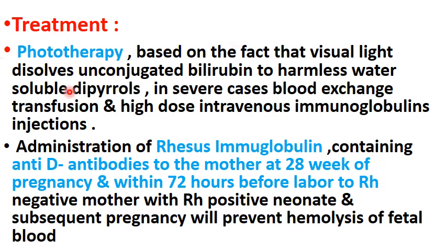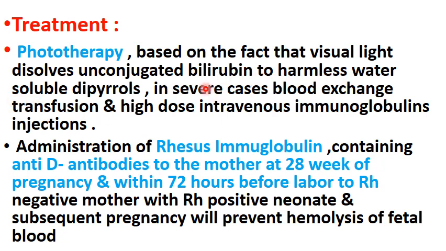So the first line of treatment is phototherapy. They put the baby under a light, not ordinary light but a special light, in order to dissolve the unconjugated bilirubin and convert it to a harmless water soluble form, to reduce the effect of the unconjugated bilirubin.